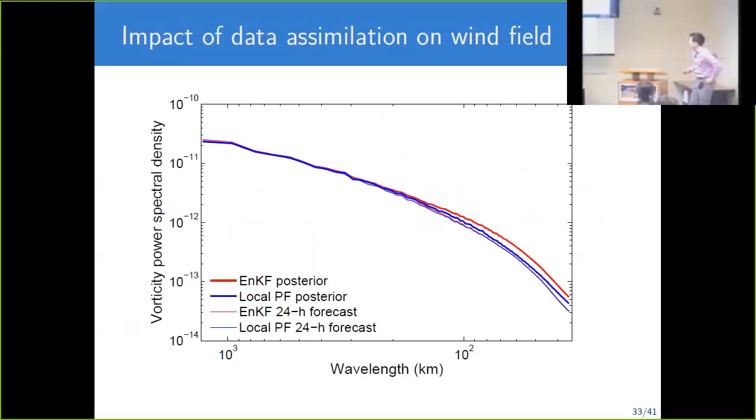But for the posterior solutions, you're not necessarily satisfying the dynamics of your system every time you do data assimilation. And for the particle filter, you can see at the smaller wavelengths you have a little bit more noise, a little bit more energy, which is something you'd expect. But for the ENKF, that value is much bigger. And so you're adding a lot more noise in the ENKF solutions compared to the particle filter solutions.